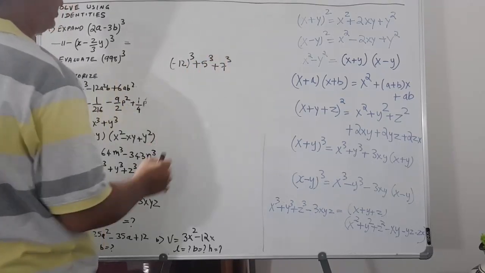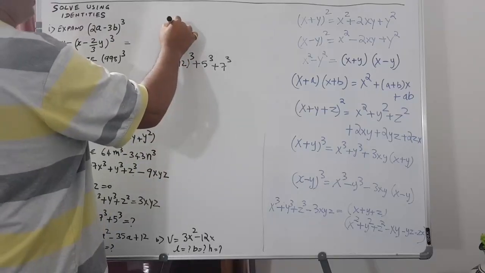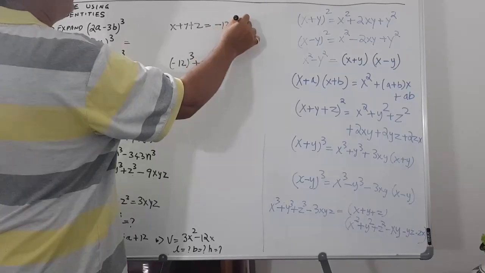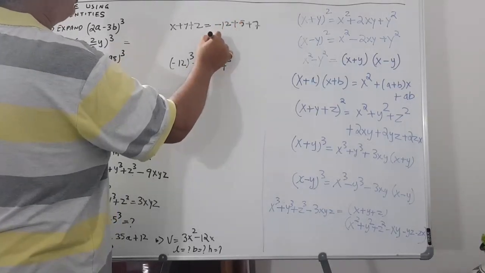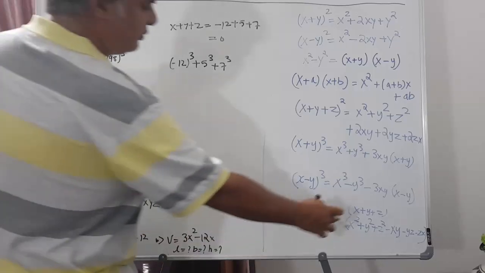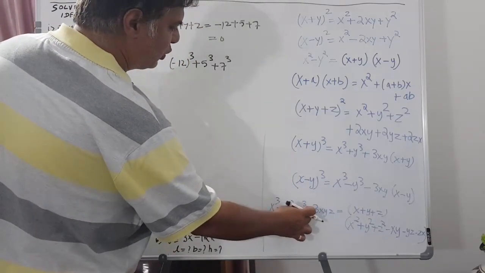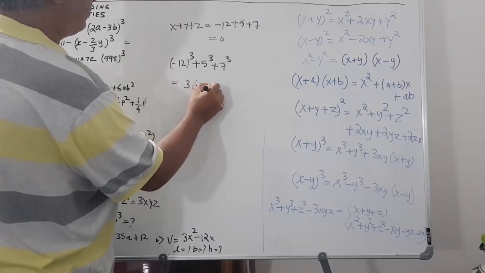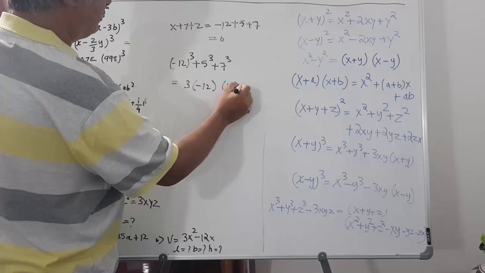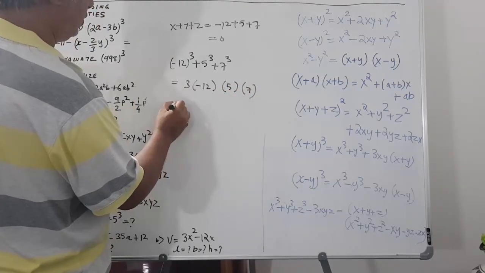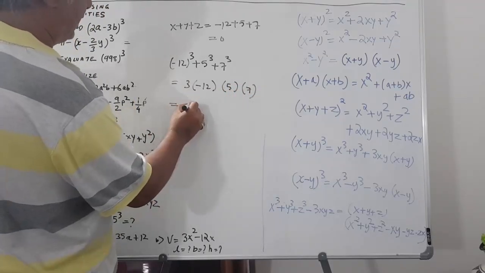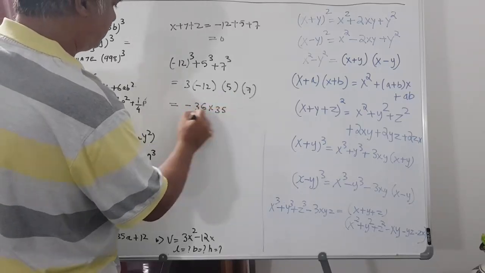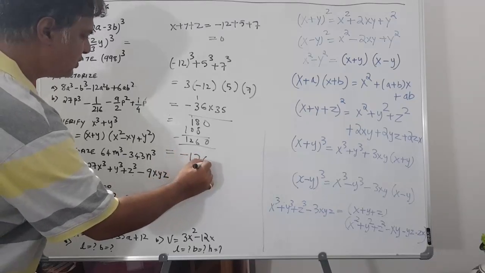This holds true only if x plus y plus z equals 0. Now for minus 12 cube plus 5 cube plus 7 cube, note that in this case x plus y plus z, which is minus 12 plus 5 plus 7, equals 0. So if this becomes 0, x cube plus y cube plus z cube is just 3xyz, right? So this is 3 times minus 12 times 5 times 7. So we get minus 36 into 35, that is minus 1260.